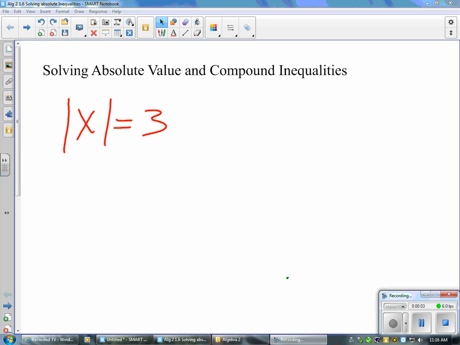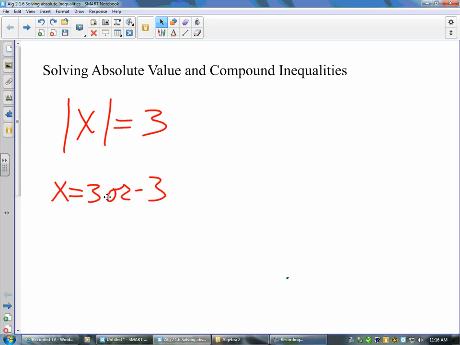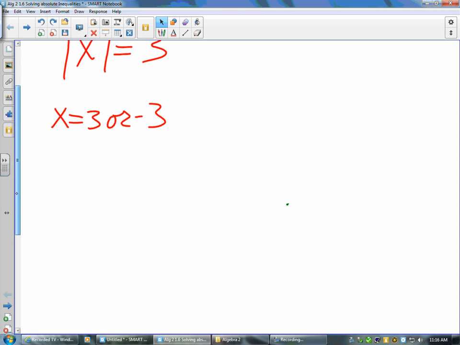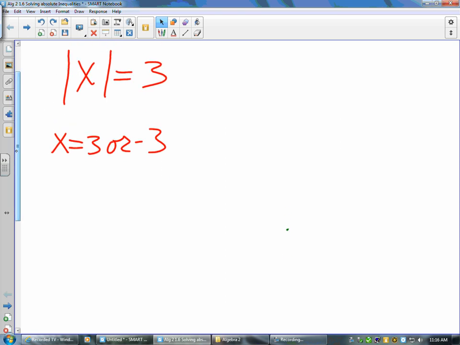Hello. Today we're going to talk about solving absolute values and compound inequalities. So let's review a little bit. If we have the absolute value of x equals 3, we know that there's got to be two answers: x equals 3 or negative 3. And if we were to graph these, we would put two solid dots at 3 and negative 3.